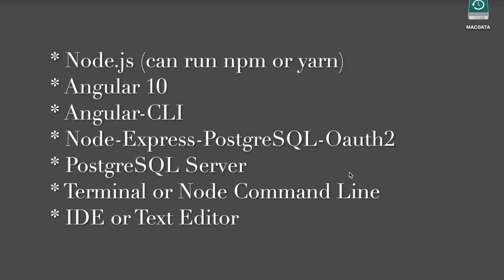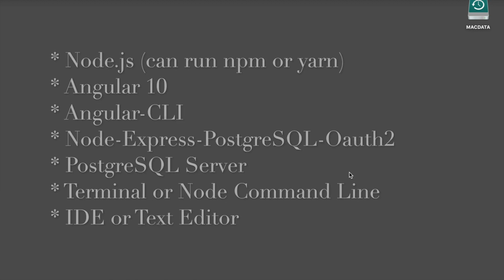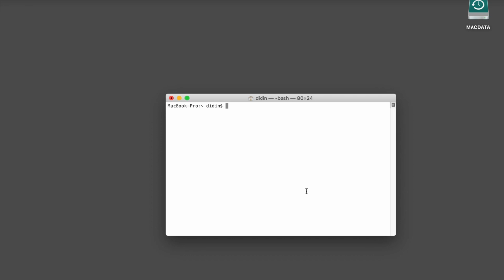The following tools, frameworks, and modules are required for this tutorial: Node.js, Angular 10, Angular CLI, Node-Express PostgreSQL, OAuth2, PostgreSQL server, Terminal or Node command line, IDE or text editor. We assume that you have installed the latest recommended Node.js on your computer. Type these commands in the terminal or Node command line. That's our Node and npm versions.